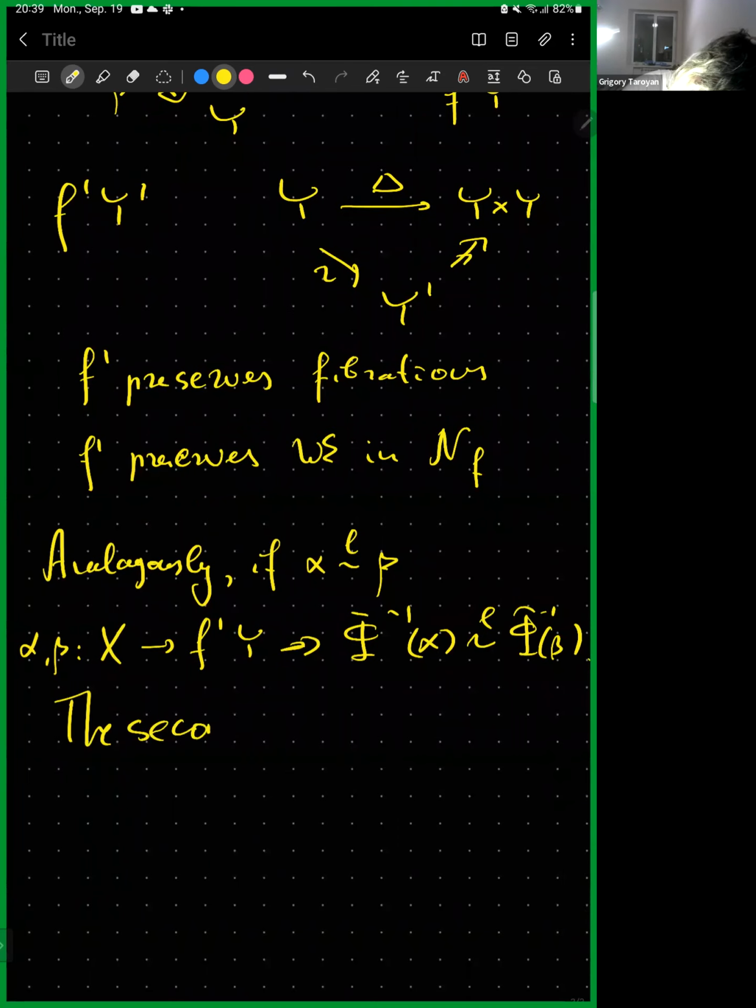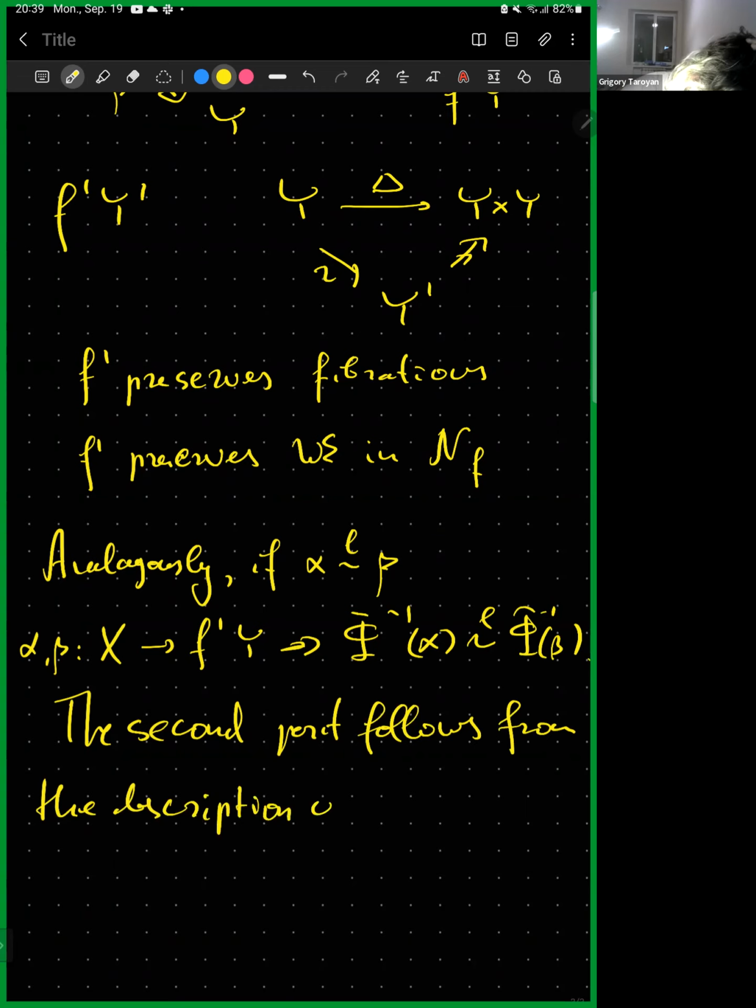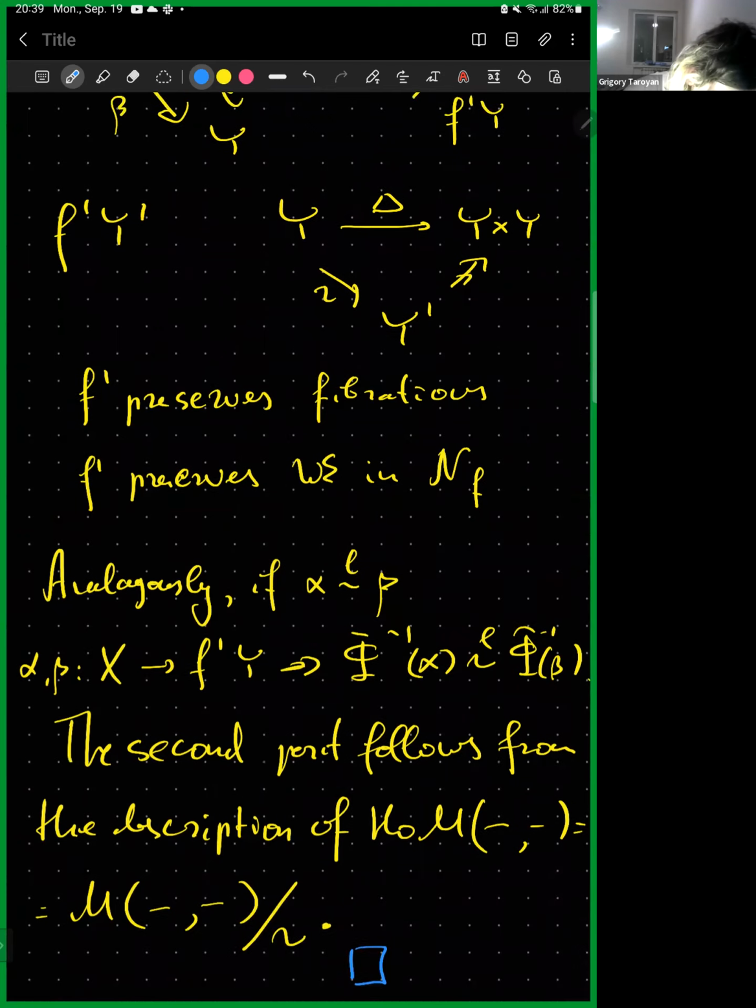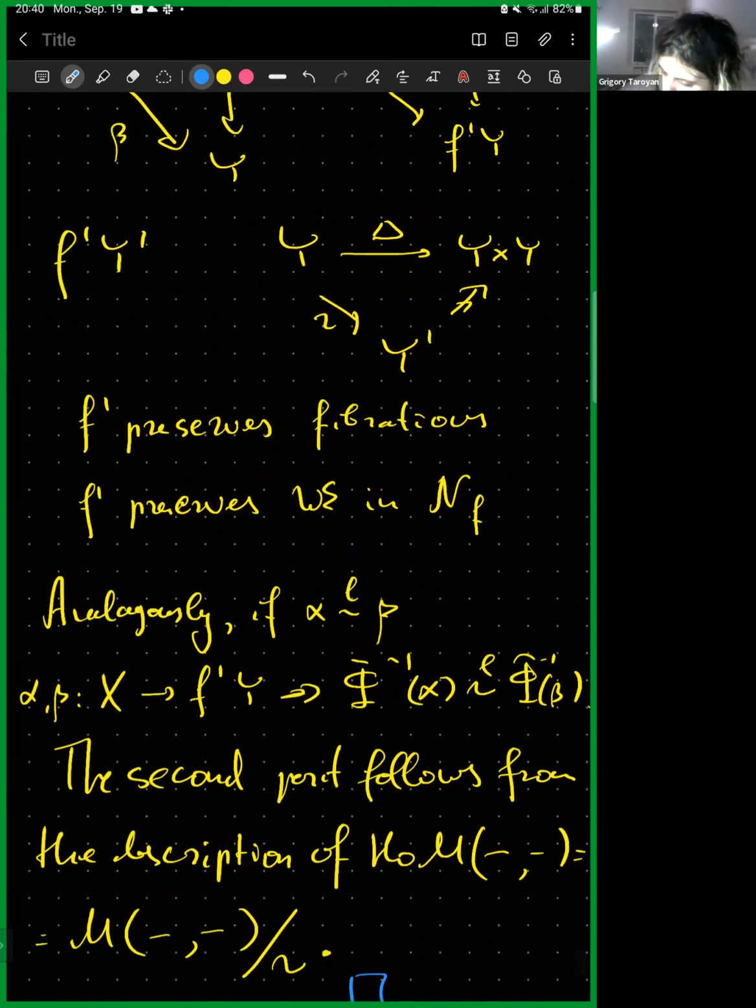And the second part follows from the description of Hom sets in the homotopy category as quotients of Hom sets in the model category under the assumption that the left argument is cofibrant and the right argument is fibrant. So basically all we need to do is to prove that this adjunction preserves the homotopy relation.